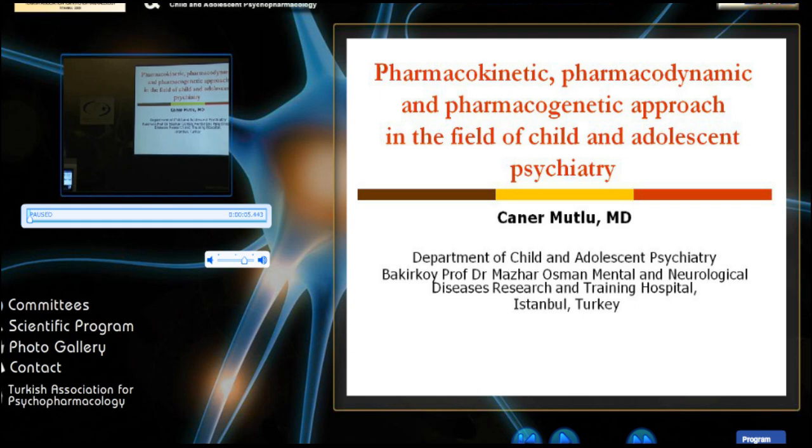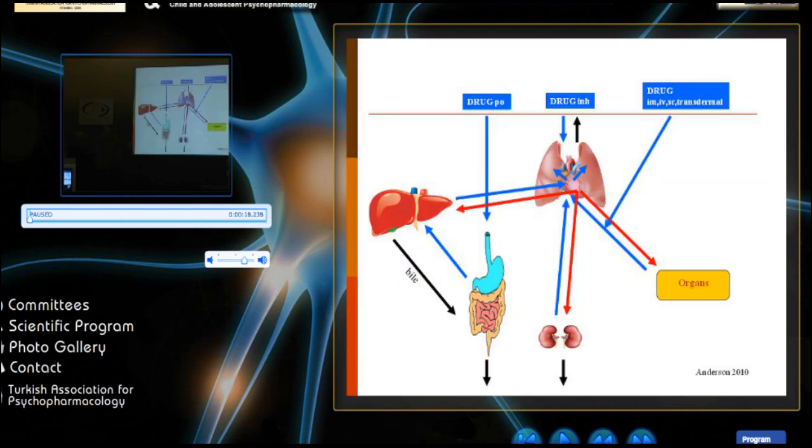I have a different perspective. Yes, drugs are very effective, but drugs are ineffective in certain ways. Therefore, pharmacokinetics, pharmacodynamics, and pharmacological approaches are also important in this sense. I will talk about those now.